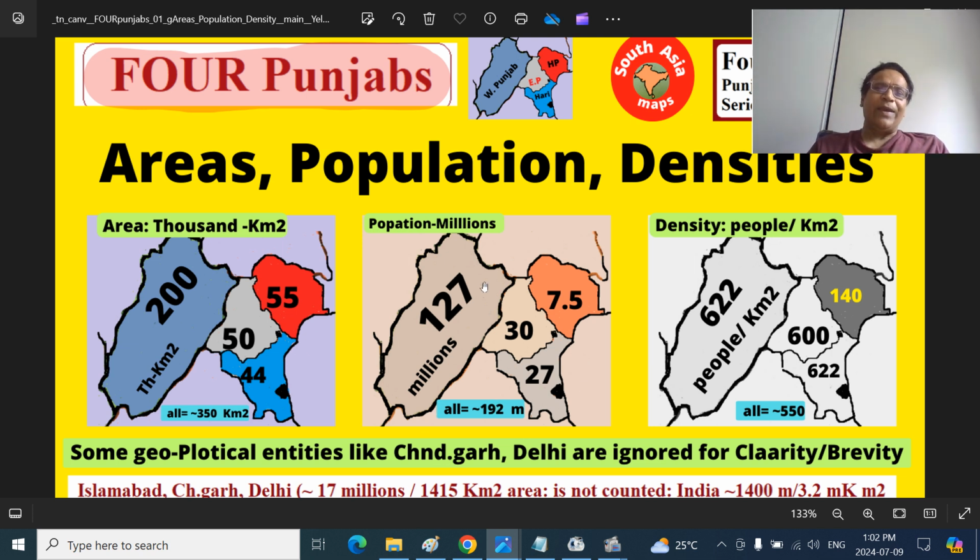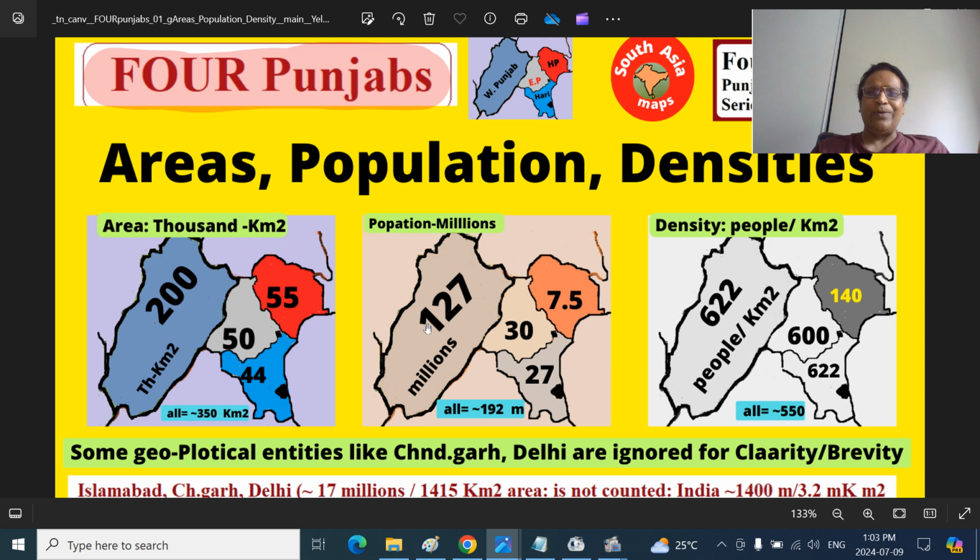This 127 million is in Pashchim Punjab, Maghrebi Punjab. East Punjab has around 30. Haryana has a little less, you can say 30, but it's 27. And Himachali Punjab or Pahadi Punjab has 7.5 or 8.